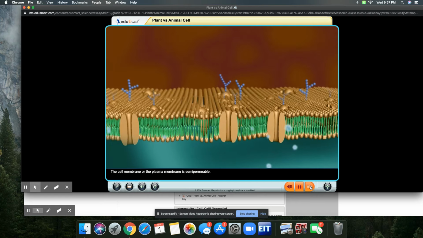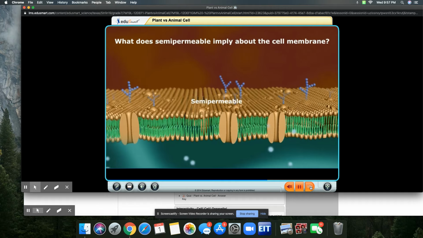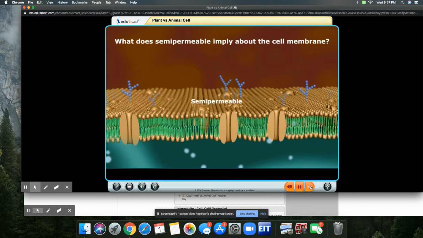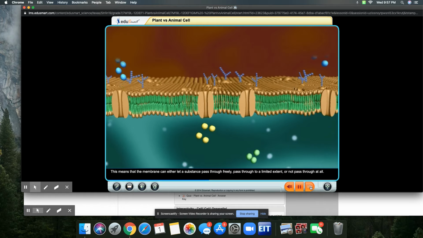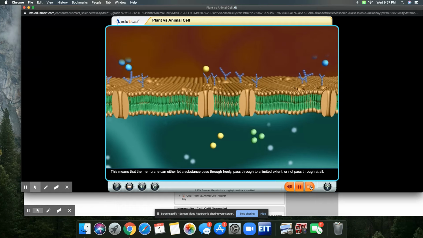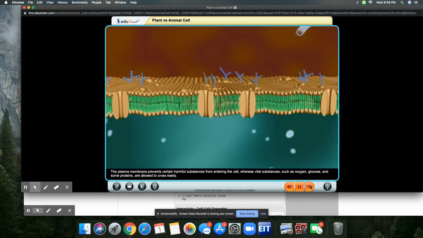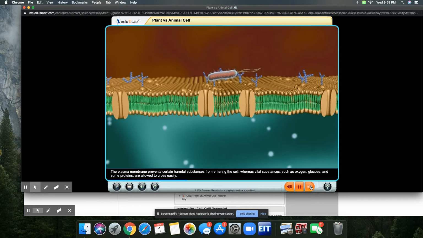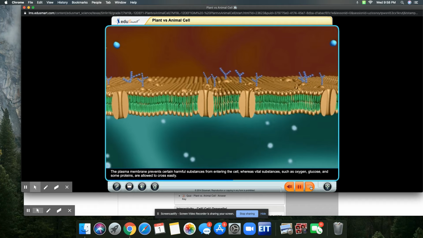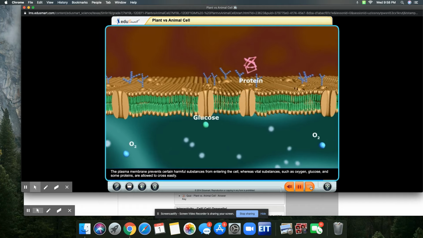The cell membrane or the plasma membrane is semi-permeable. What does semi-permeable imply about the cell membrane? This means that the membrane can either let a substance pass through freely, pass through to a limited extent, or not pass through at all. The plasma membrane prevents certain harmful substances from entering the cell, whereas vital substances, such as oxygen, glucose, and some proteins, are allowed to cross easily.